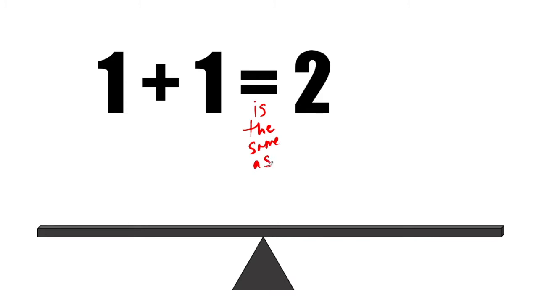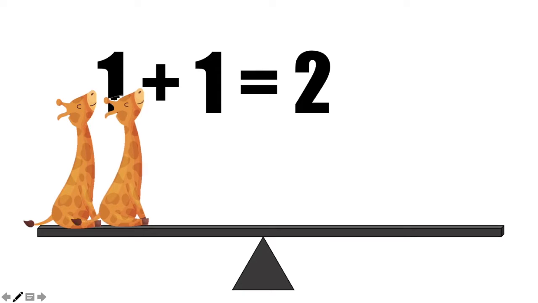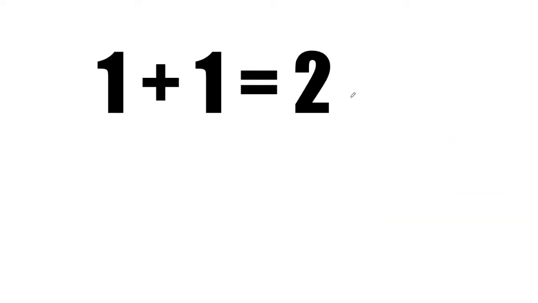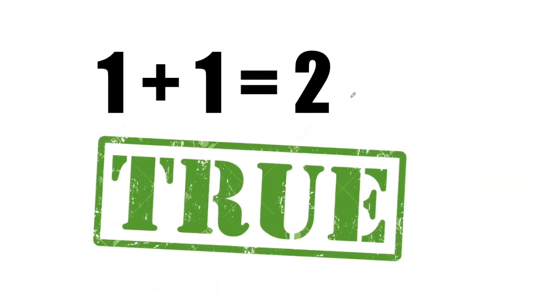Let's check if this equation is true. There's one giraffe plus one giraffe. There's 2 giraffes. And they're the same. They're equal. They're balanced. So we would say this equation is true because it is equal. It is balanced. It is a fact that this side and this side are the same.